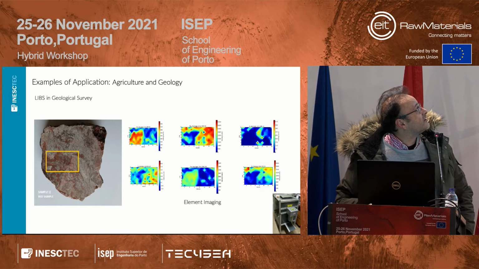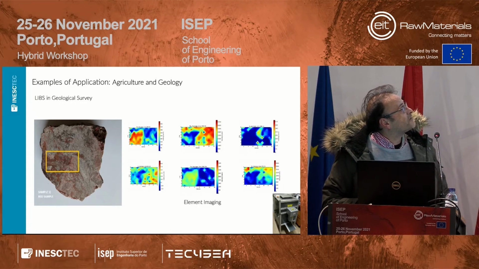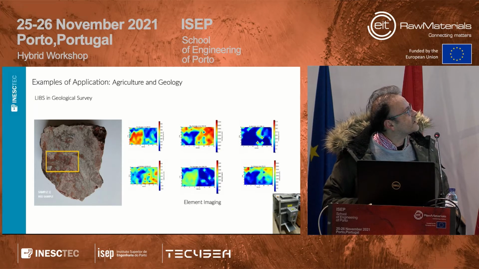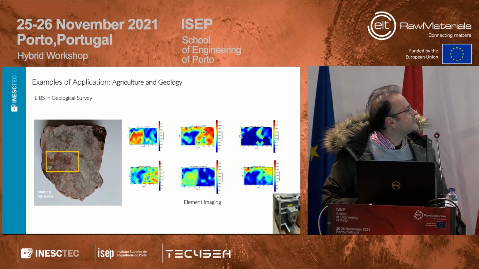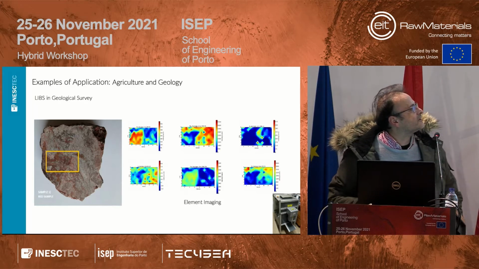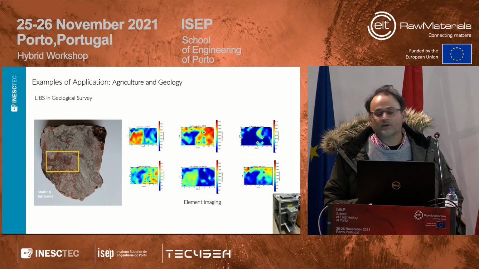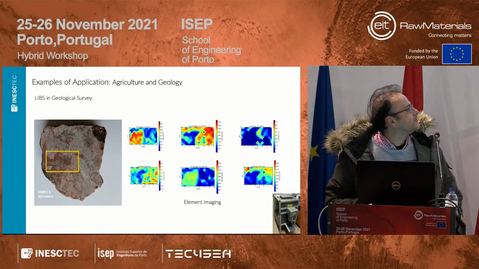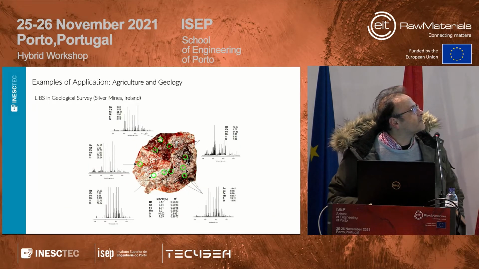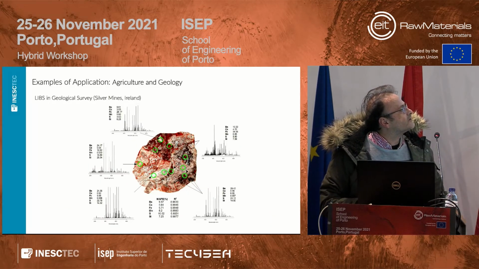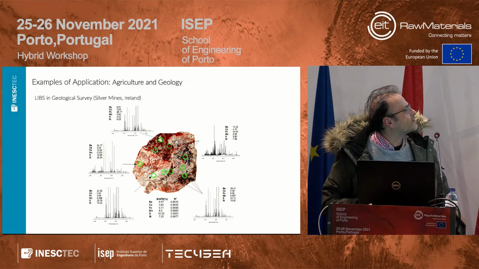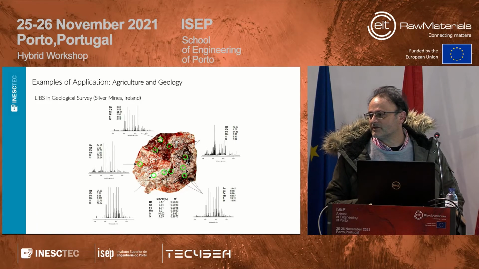For example, we also make geological survey maps. We can scan the surface of rocks for elements and then make this kind of images. For example, here for iron, for sulfur, calcium, and other elements, and check their qualitative distribution. Or we can make quantitative models to go and quantify the different elements in the different parts of the rock.